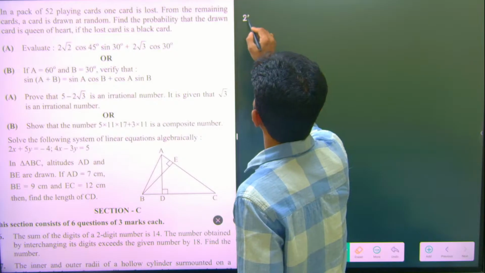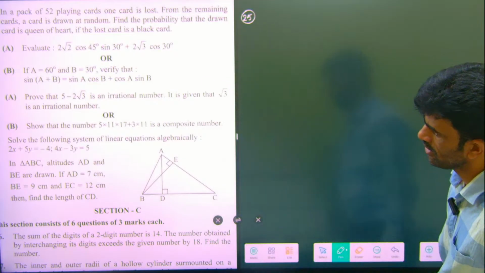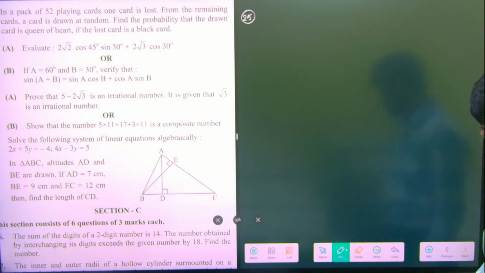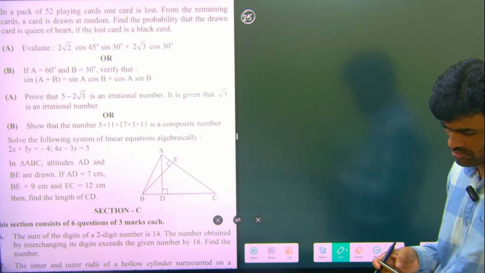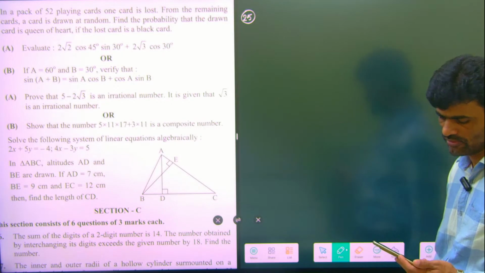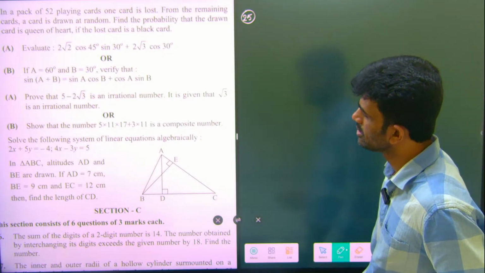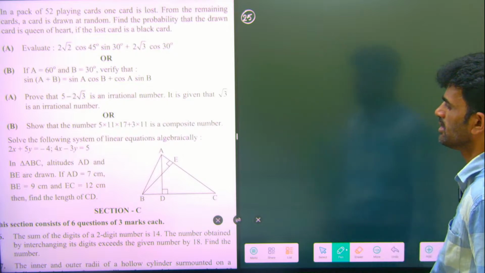Question number 25, the last question. Tomorrow we do 3 marks questions and 4 marks questions or one more sample paper. How do we do this? We have to find the length of CD.